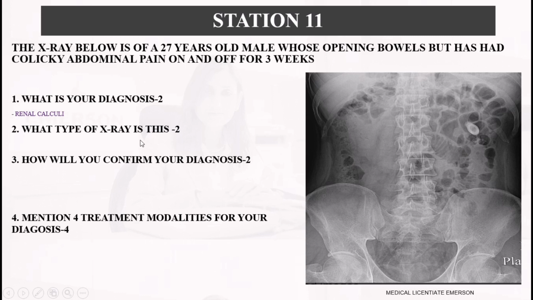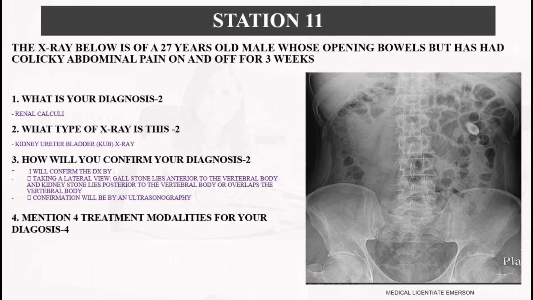And then what type of X-ray is this? This is a kidney, ureter, bladder, or a KUB X-ray. Then how will you confirm your diagnosis? I confirm the diagnosis by taking a lateral view. How can we differentiate what we're going to find? If they are gallstones, they have to lie anterior to the vertebral body, and if they are kidney stones, they have to lie posterior to the vertebral body, or overlap the vertebral body.